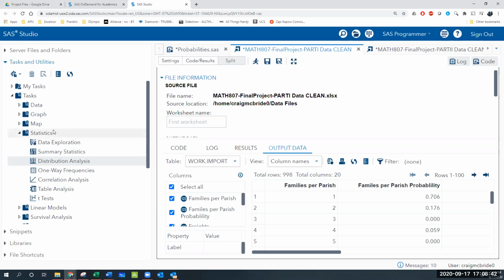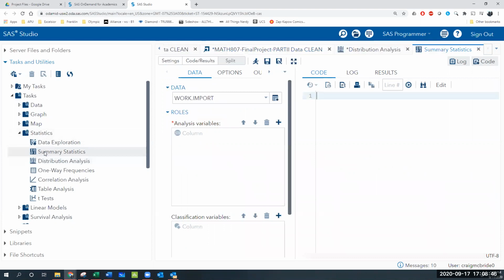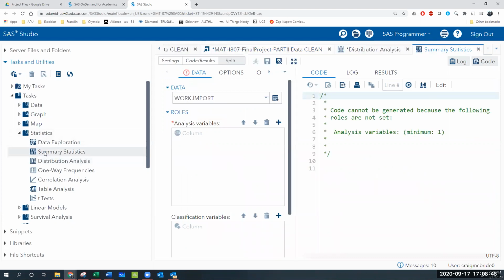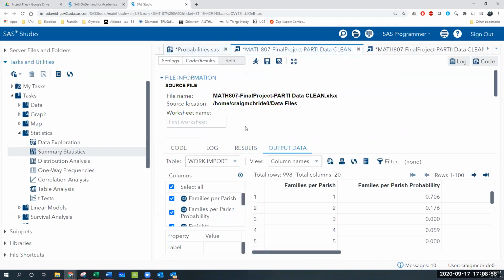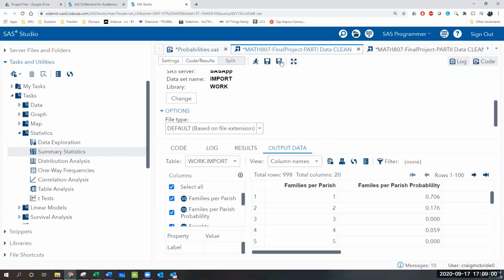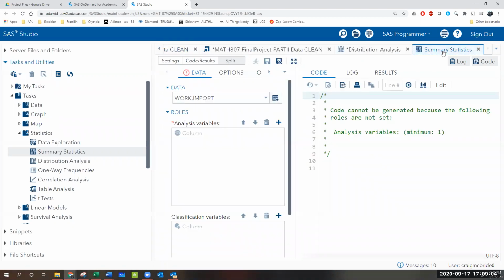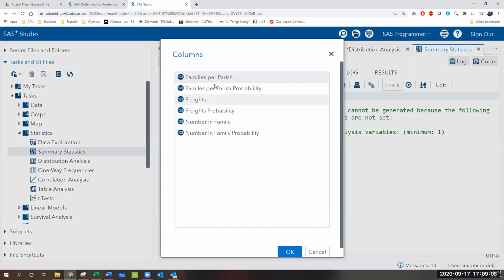Okay, so part 1, we need to do summary statistics, right? We need to do mean and standard deviation, which was one of the things it asked us to do for everything. So let's choose, and I just forgot what it was. This is 2, here's 1. 1 is in import, okay. So now go back to this and work.import, okay, very good. And we're going to just start with the first one.